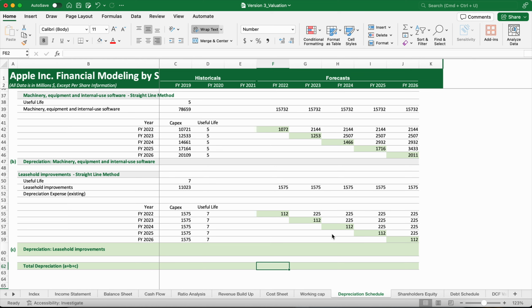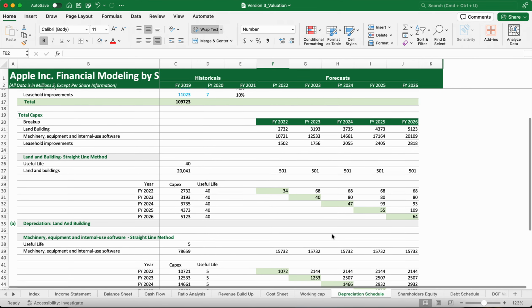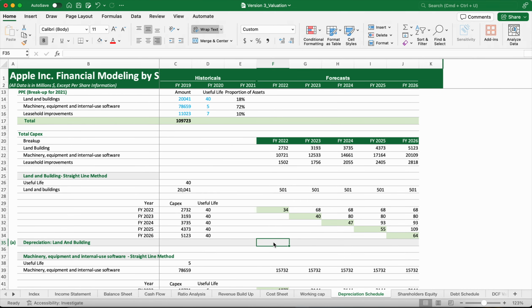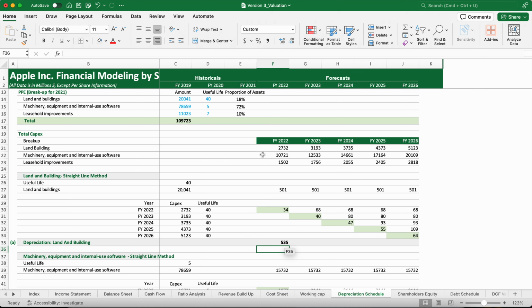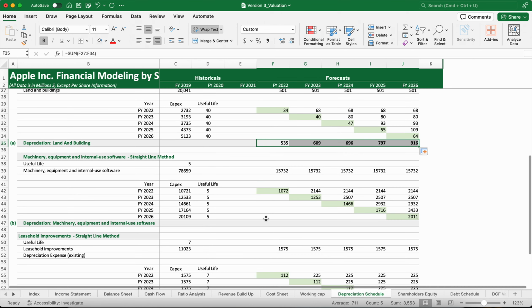So, if you remember, we were calculating the depreciation. So, we have so far calculated the depreciation of the first asset, which is land and building. So, let's sum up the amount of depreciation we see here. It starts from here all the way here. So we have got the 535 as the depreciation for fiscal 2022. If we flash fill up to 2026, we get the value.